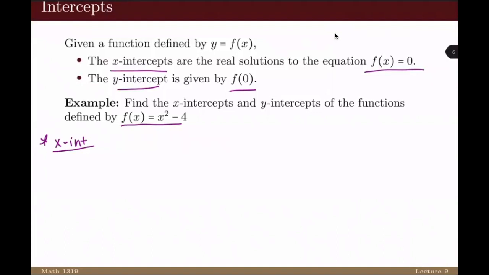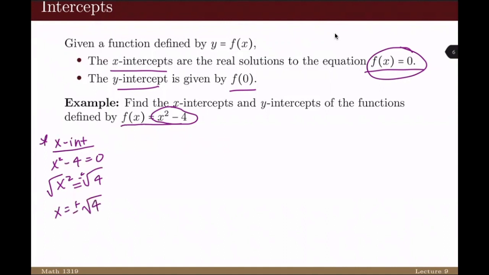So it says the x-intercepts are found by setting f of x equal to 0. Here, this is my f of x, so that's what I want to set to 0. So I'll have x squared minus 4 equals 0. This means that x squared equals 4. And then if I take the square root of both sides, I get x equals plus or minus the square root of 4, which is going to be plus or minus 2. So these are my x-intercepts. You could also write them as points, -2, 0, or 2, 0.